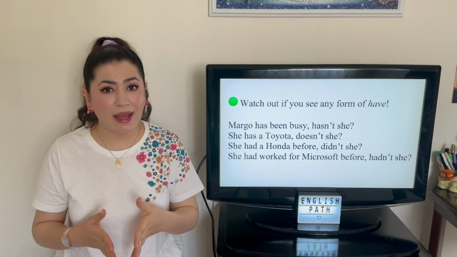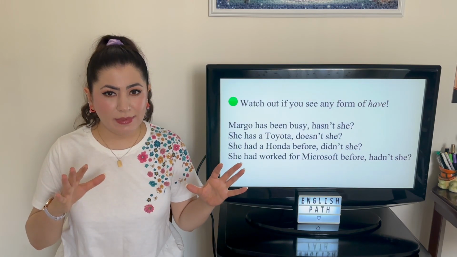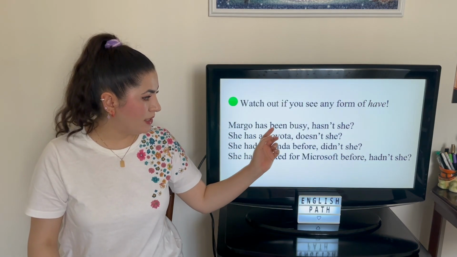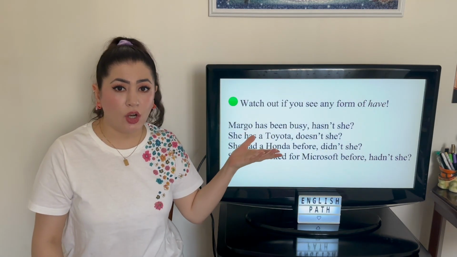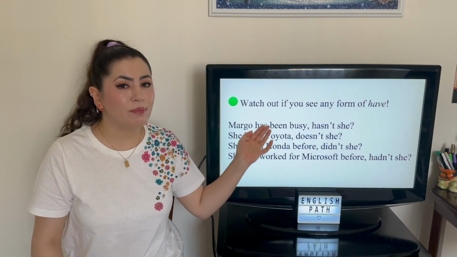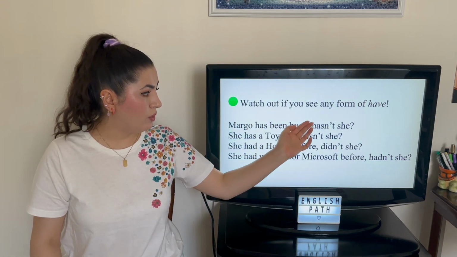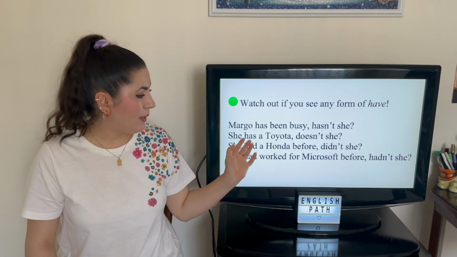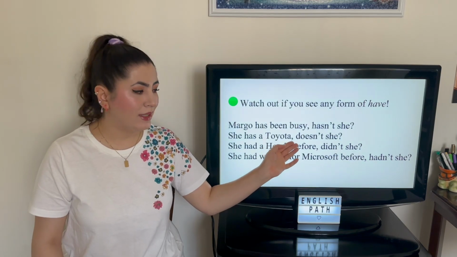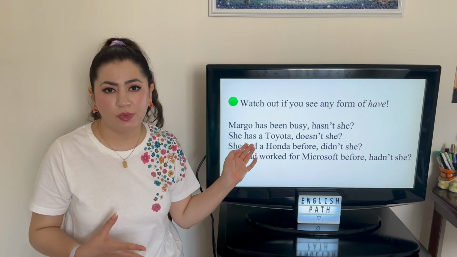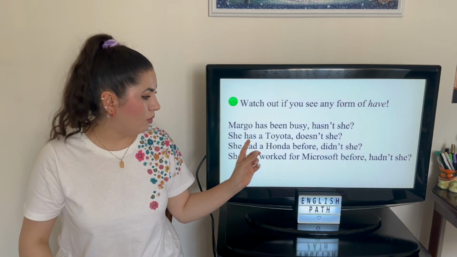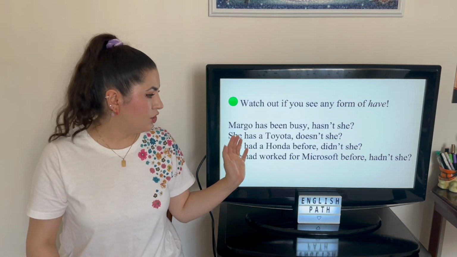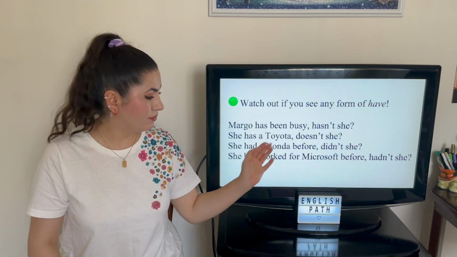If you see the verb have inside your statement, you need to be extra cautious because it can be a little bit tricky. Like, Margot has been busy. Here, has is our auxiliary, right? Because it is the present perfect tense. So we will use hasn't inside our tag. Hasn't she? But she has a Toyota. Here, has is a main verb, which means owning something. So it is the simple present tense and we have to use the correct form of do. She has a Toyota, doesn't she?